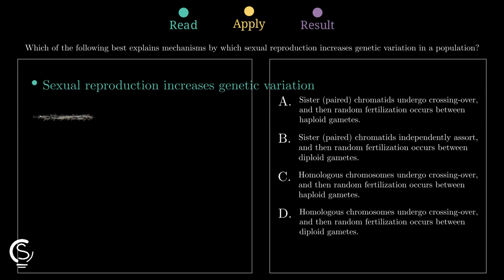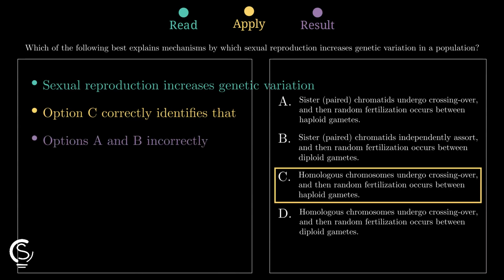Option C is correct, linking homologous crossing over with haploid fertilization. Other choices fail by mentioning diploid gametes or the wrong chromatid types.